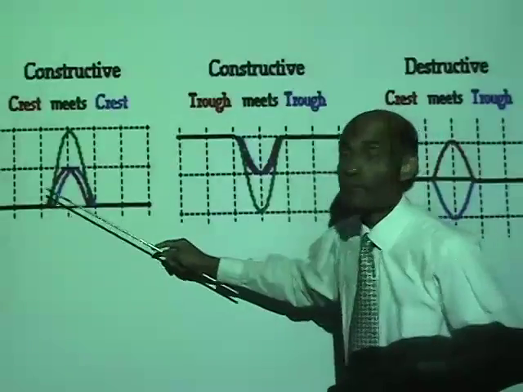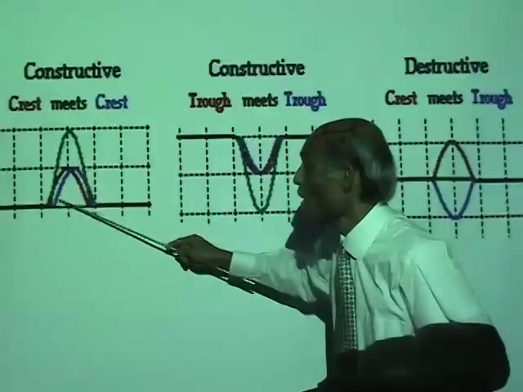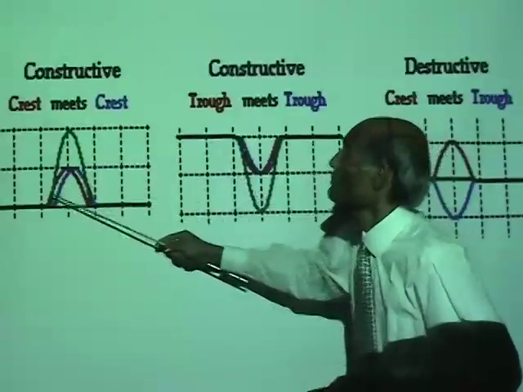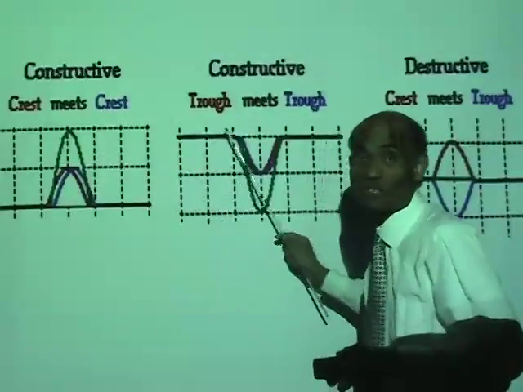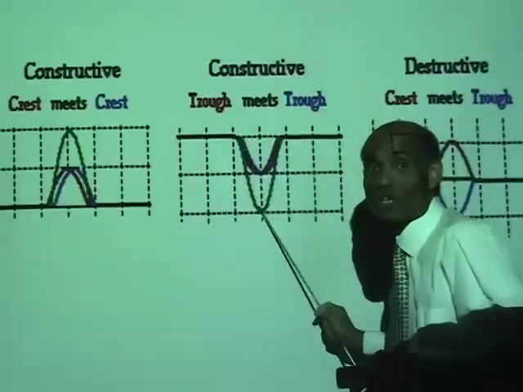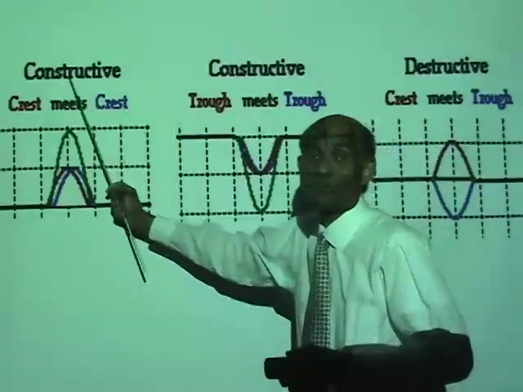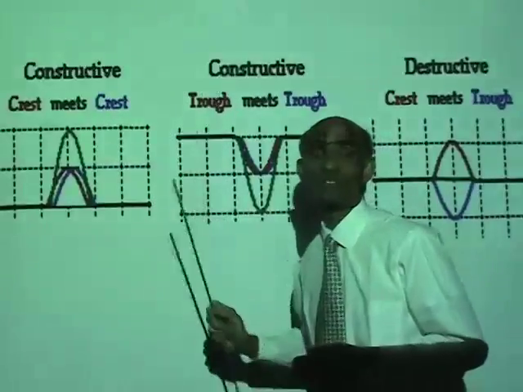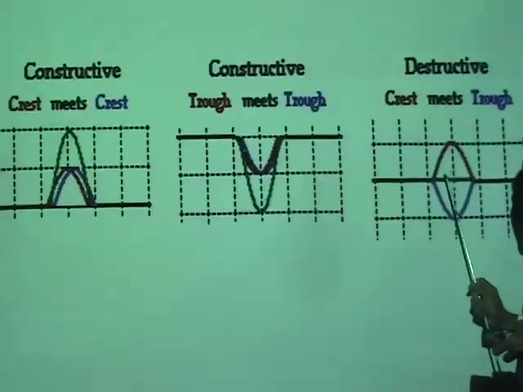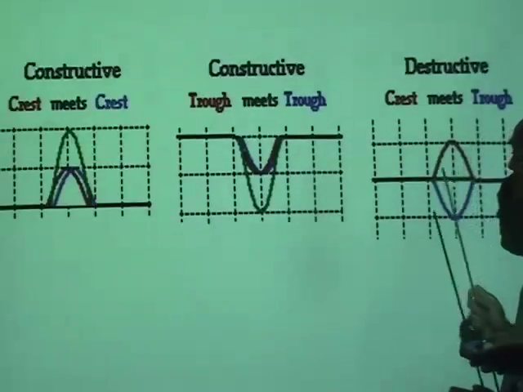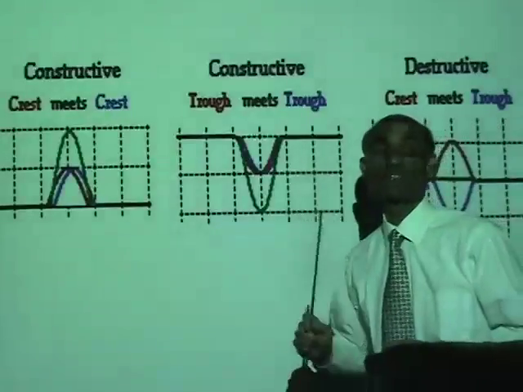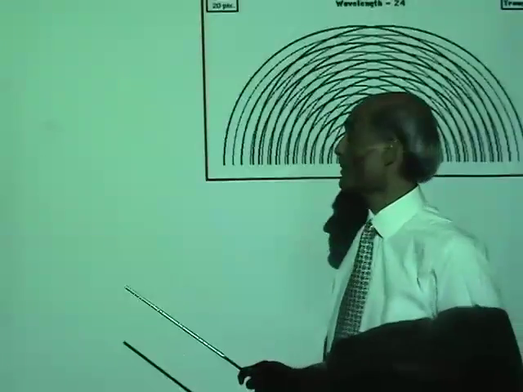Now, once again, a compression falling on a compression produces a large compression. A rarefaction falling on a rarefaction produces a large rarefaction. And this is what we call constructive interference. The compression of one wave falling on the rarefaction of another wave is completely destructive, producing no sound.